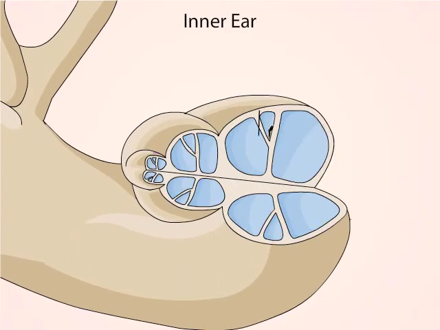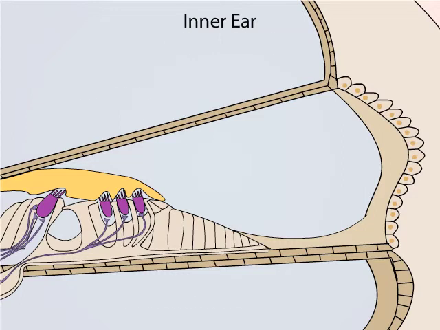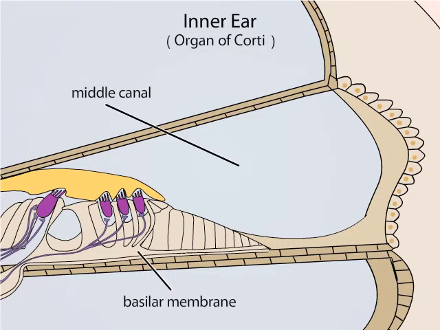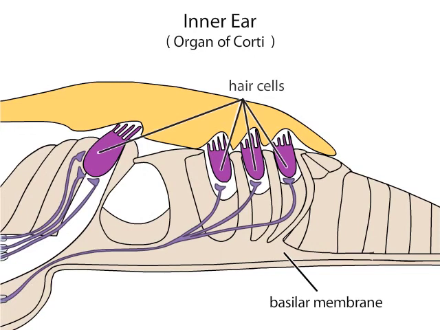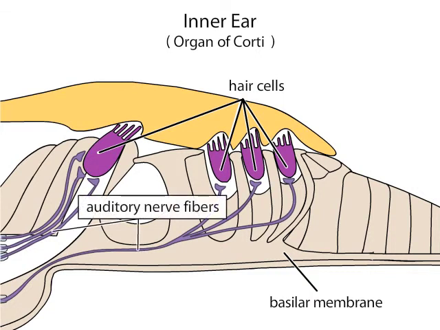Within the middle canal and atop the basilar membrane is the organ of Corti, the collective term for all the elements involved in the transduction of sounds. The organ of Corti includes 3 main structures: the sensory cells, or hair cells, an elaborate framework of supporting cells, and the terminations of the auditory nerve fibers.